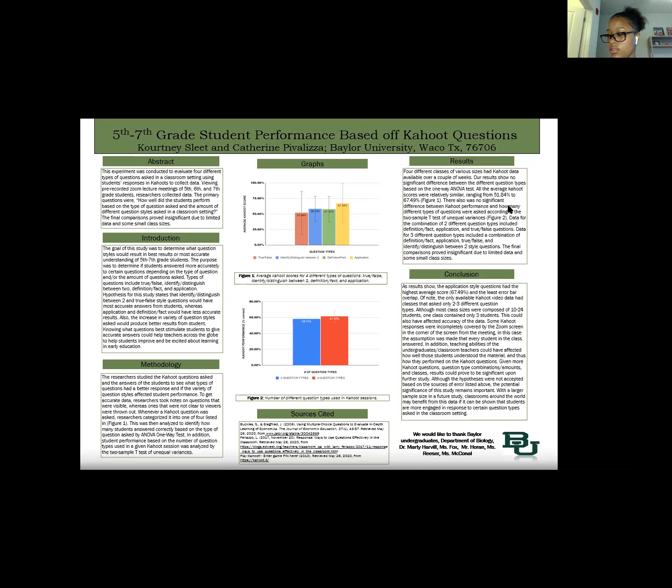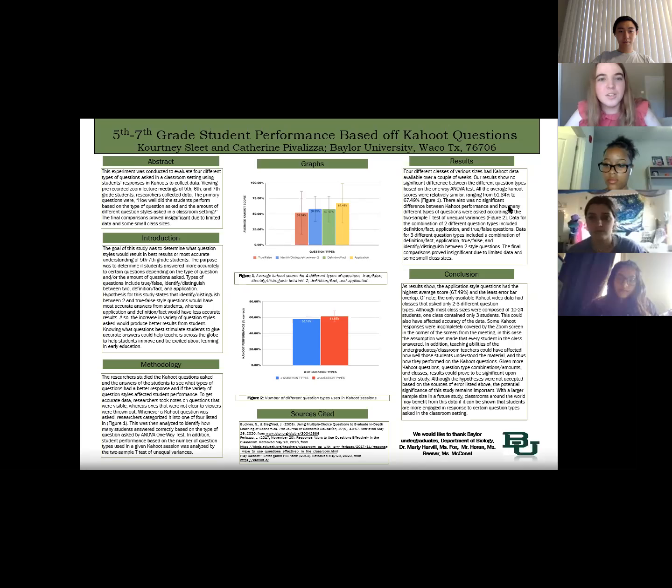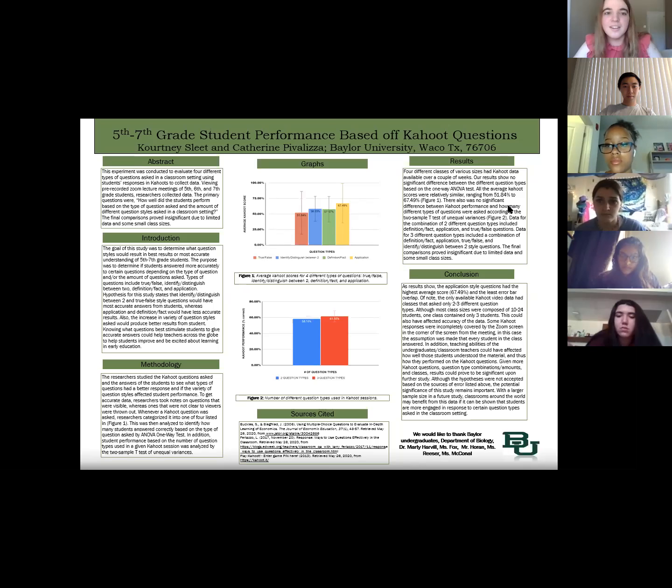What we hypothesized for the question types was that true and false and identifying and distinguishing between two would have the highest scoring percentages, but it actually looks like application is a little bit higher. We also hypothesized that the 3 question types would be better due to the variety and meeting different needs individually. That's what you can see in the figures there. But when we ran the stats, it was statistically insignificant.